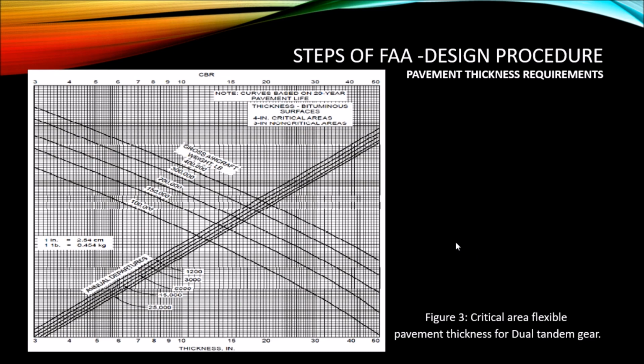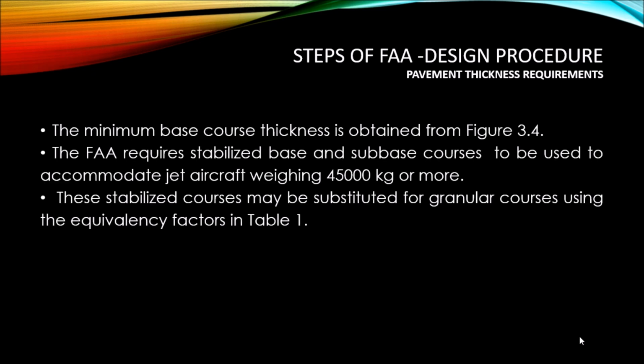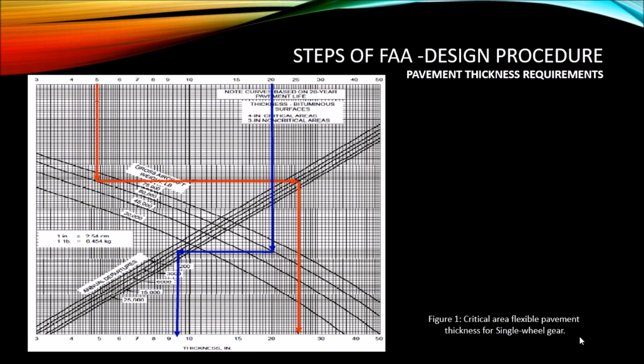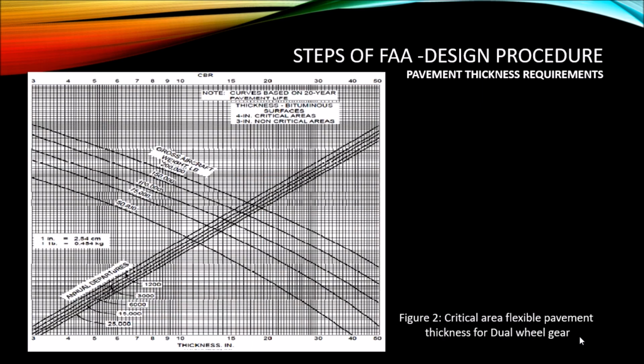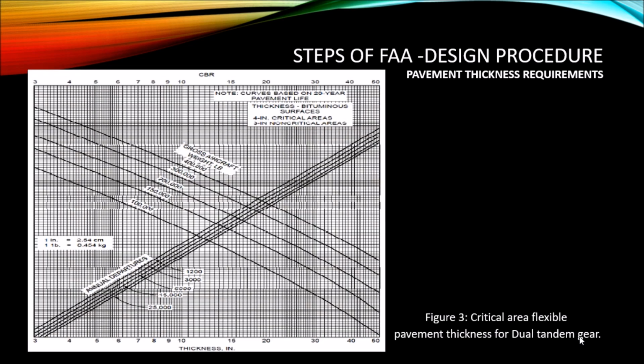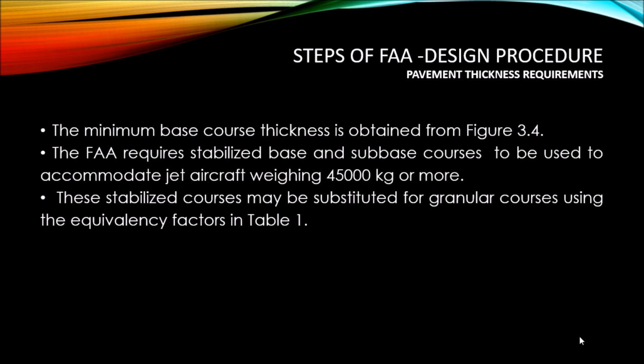The third figure we have here says critical area flexible pavement thickness for dual tandem gear. So you can see that we have one for single wheel gear, one for dual wheel gear, and one for dual tandem gear. Next, we look at the minimum base course thickness, which is obtained from figure 3.4. That's the next figure we want to look at.